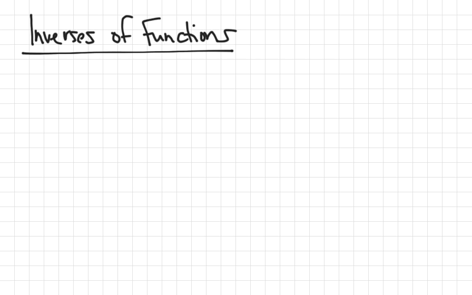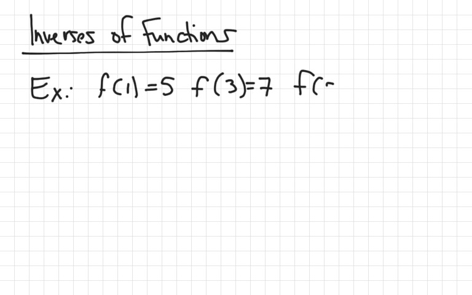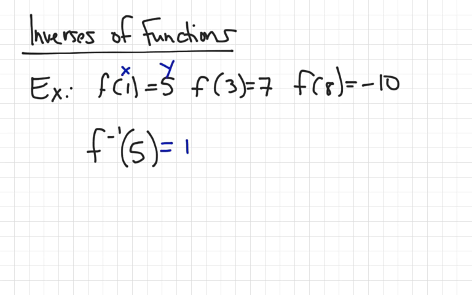So, if I gave you a problem and said, f of 1 is 5, f of 3 is 7, and f of 8 is negative 10, and I said find the inverse of 5, you would tell me the answer is 1. Because when the input was 1, the output was 5. So for the inverse, the output becomes the input, and the input becomes the output.